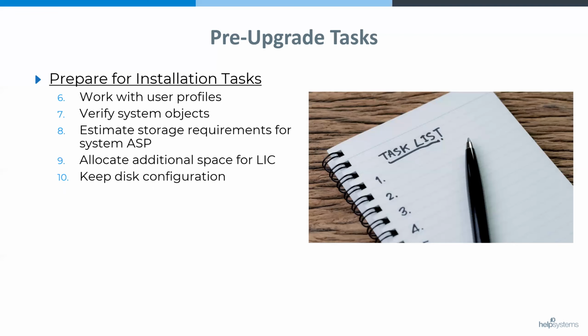We want to make sure that all of the required IBM i installation profiles are available. Step 7, we want to do a verify system objects. This will determine if I need to do a reclaim storage command in advance of doing an upgrade. Estimate storage requirements, allocate additional space for license internal code, and keep disk configuration. All of those have to do with the disk configuration on the partition.